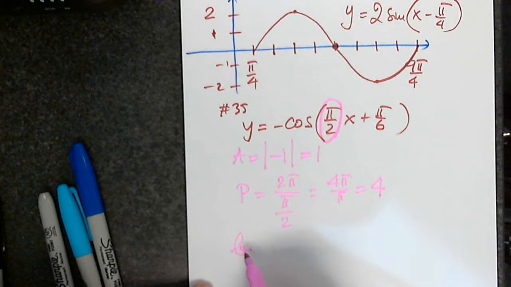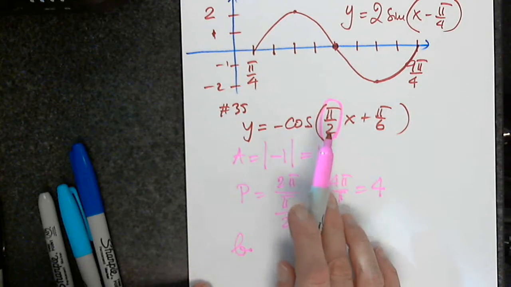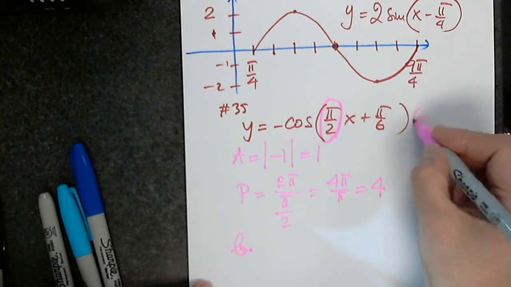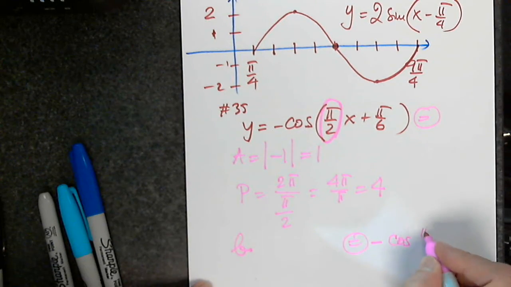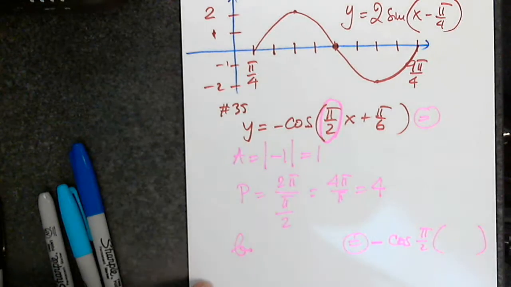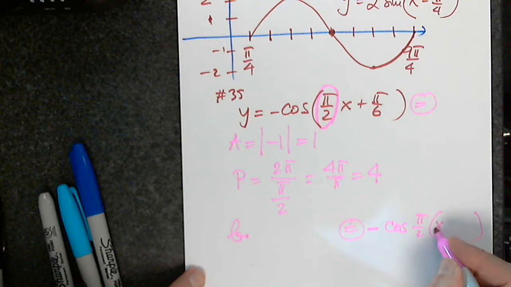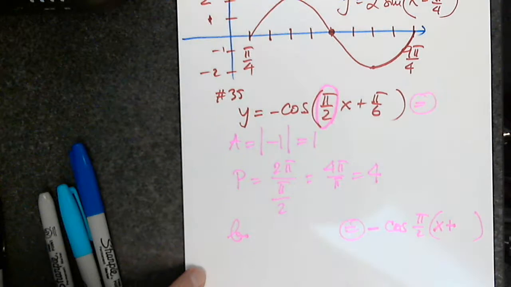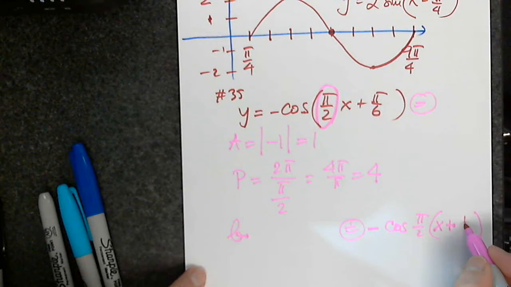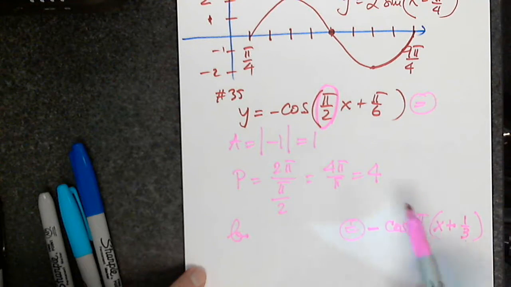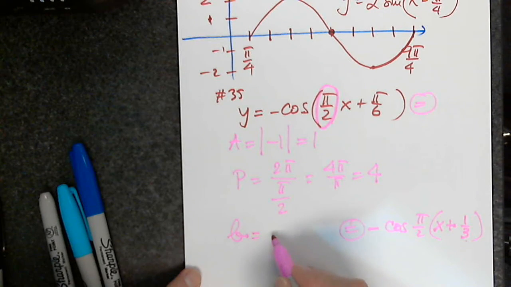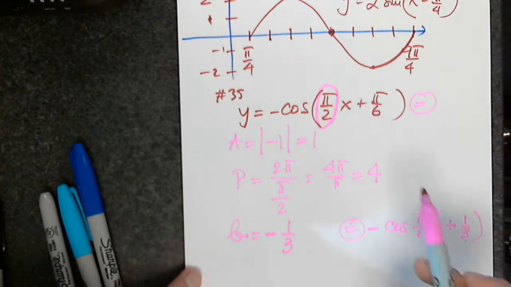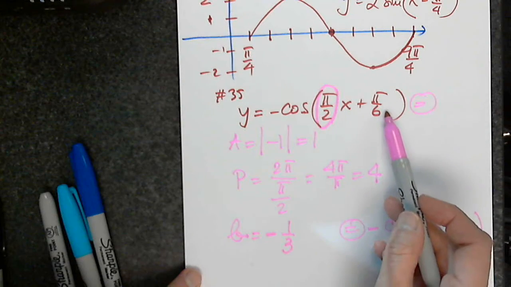Now I have to determine the phase shift. But in order to determine the phase shift, I have to pull out pi over 2 in front of the parenthesis, not in front of cosine. That will not be allowed. So from here, I will write negative cosine pi over 2. And let's see what we have left in parentheses. Of course, x. Of course, plus. But pi over 2 times what is pi over 6? 1 over 3. Right. Pi over 2 times 1 over 3 is pi over 6. So then the phase shift is negative 1/3. Pi over 2 times x is this. Pi over 2 times 1/3 is this.